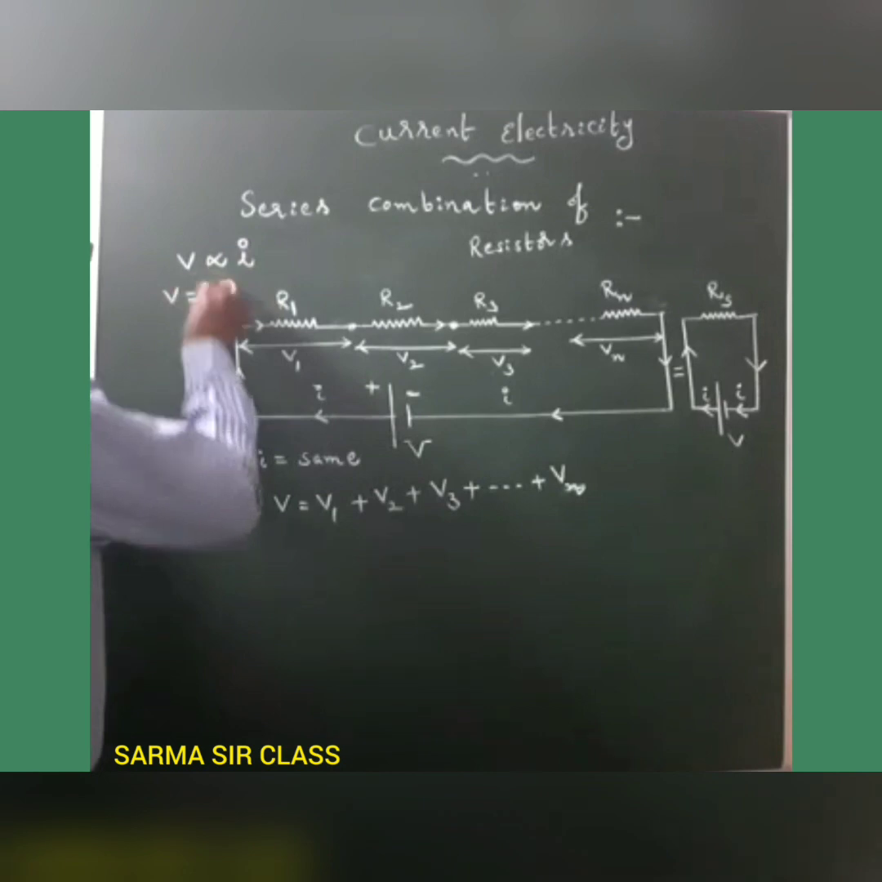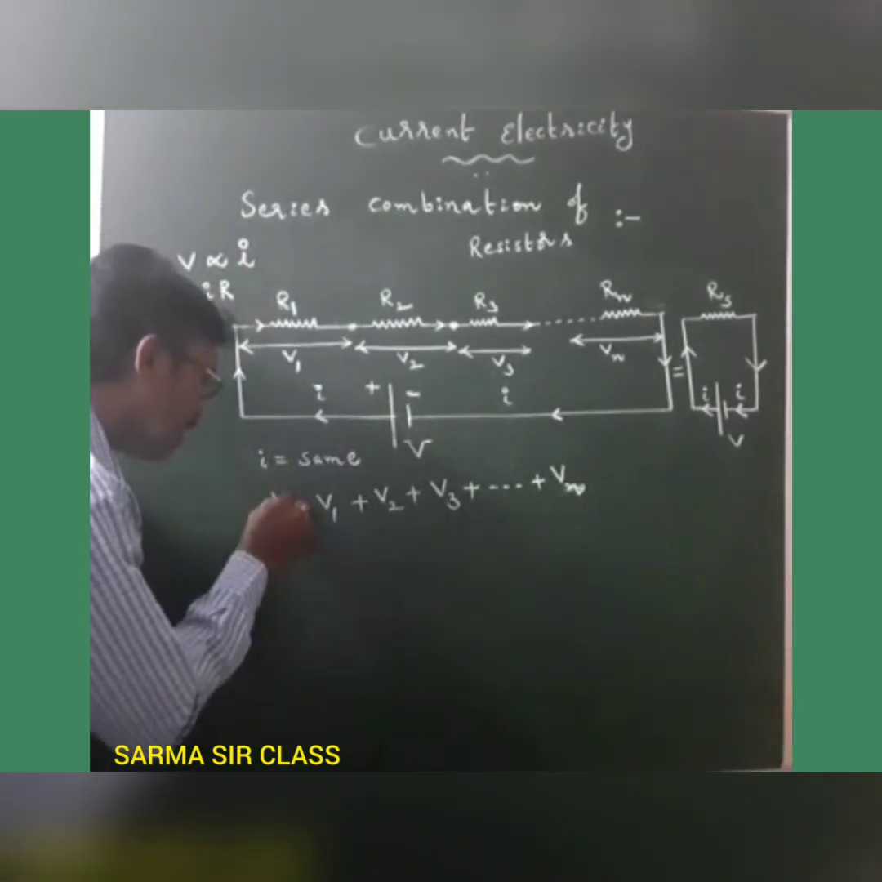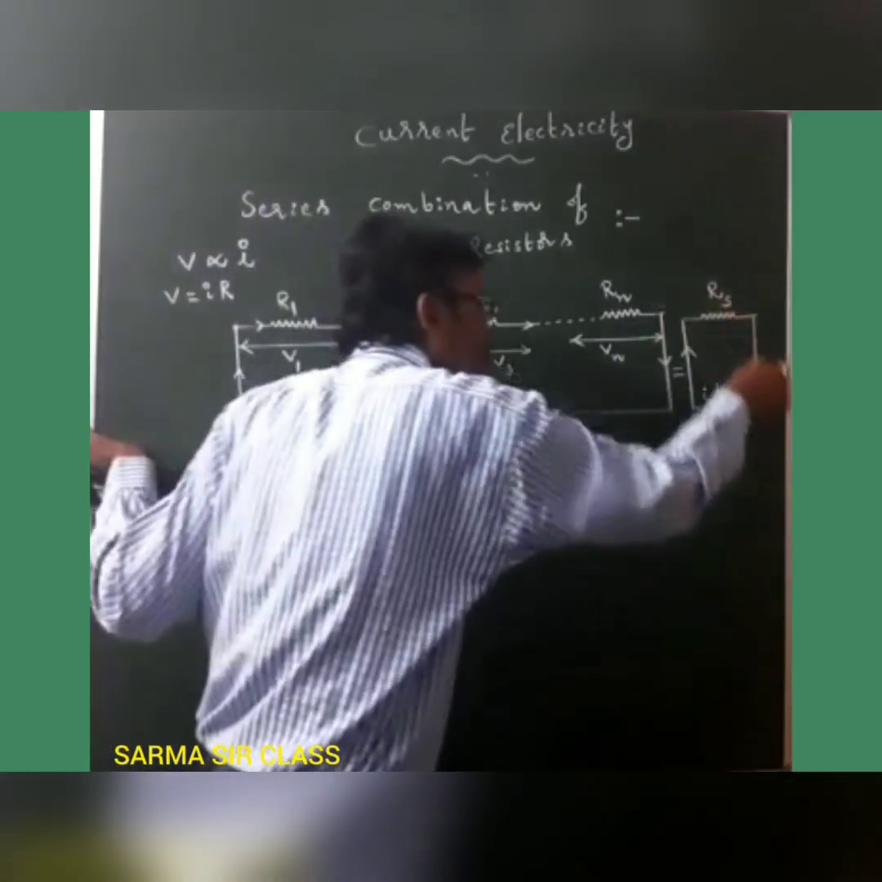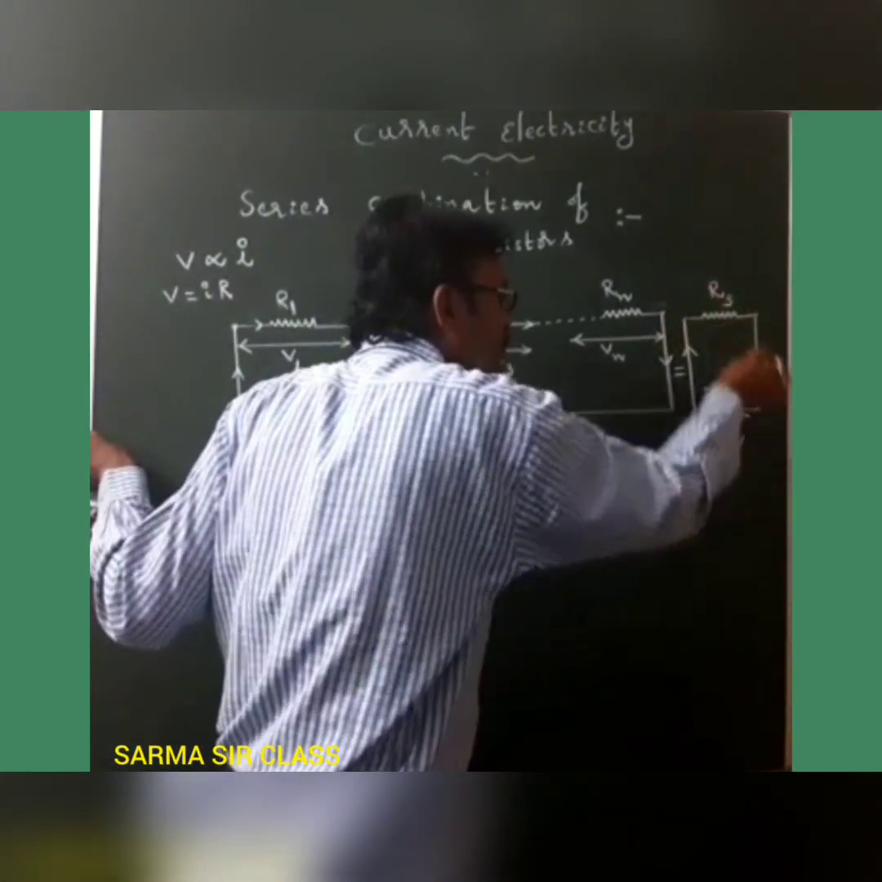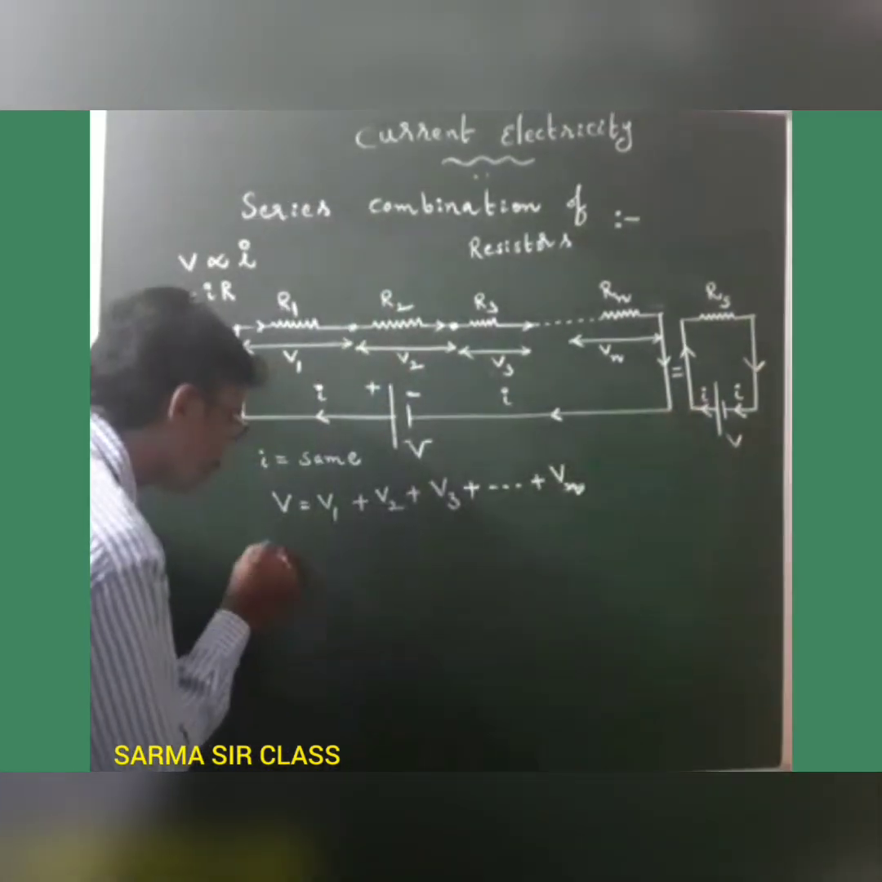And now I am applying this formula, V is equal to IR. This is the equivalent circuit. What is the current in the equivalent circuit? I.